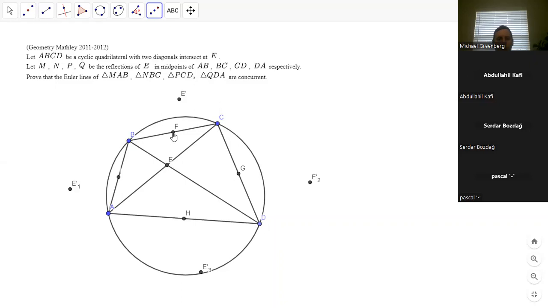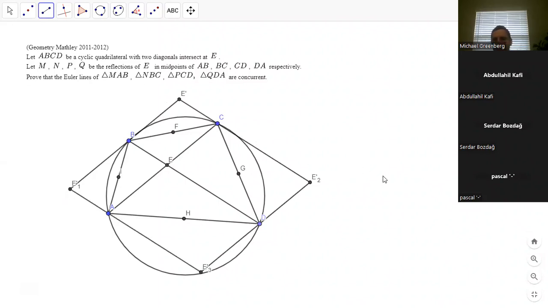It's like we have a homothety of this quadrilateral with ratio 2, and we just got that these are all parallel. Okay. All right.